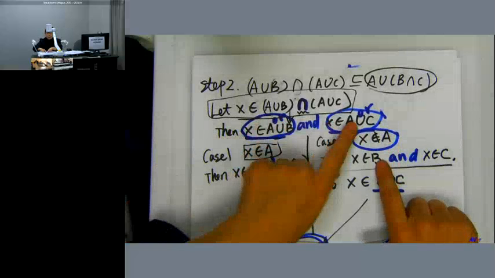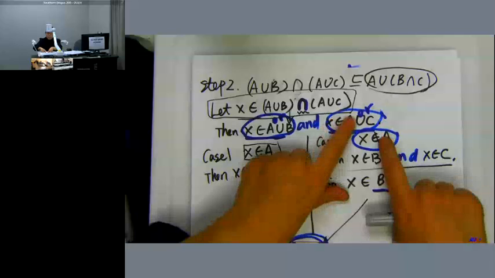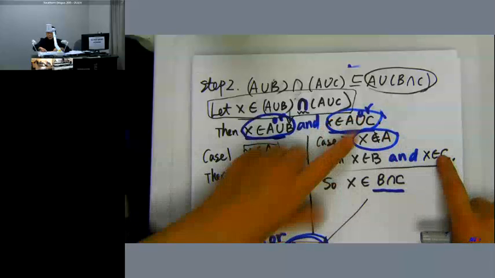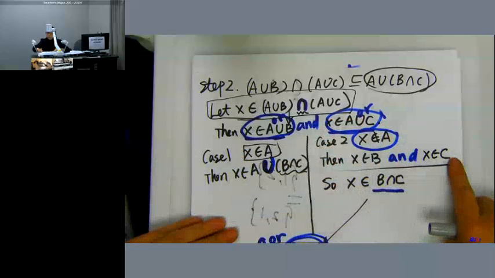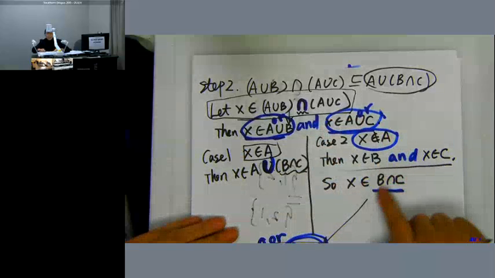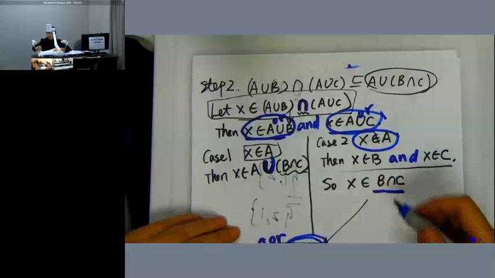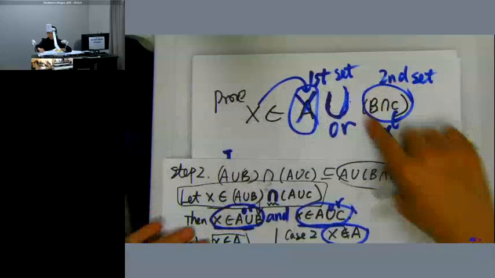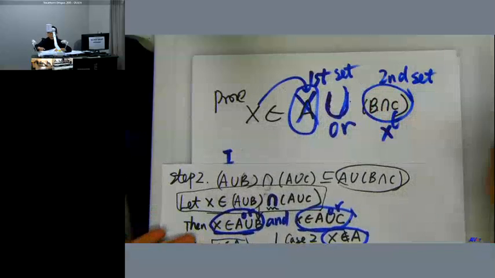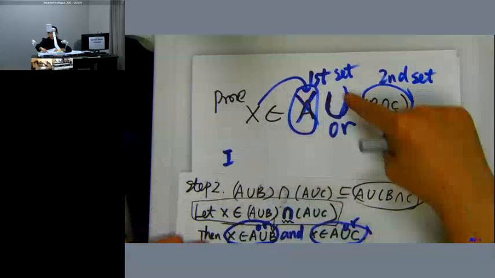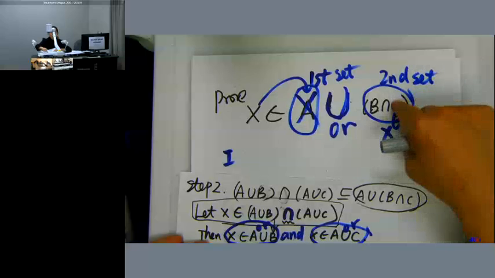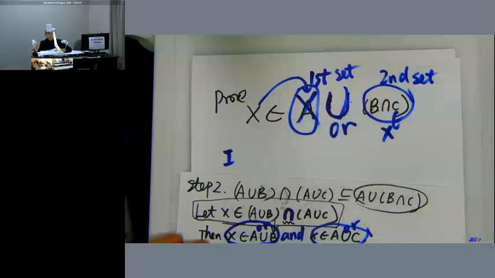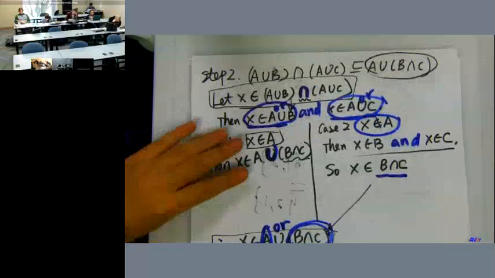Similarly, X is in the union of A or C. If it's not in A, then it has to be in C. So we got the conclusion X is not only in B, but also in C, which means X is in the intersection. And that is exactly the second part of the union. So I proved case 1: X is in A, then it's going to be in the union. If it's not in A, then it has to be in here. If it's in here, it's also in the union. Okay? Make sense?